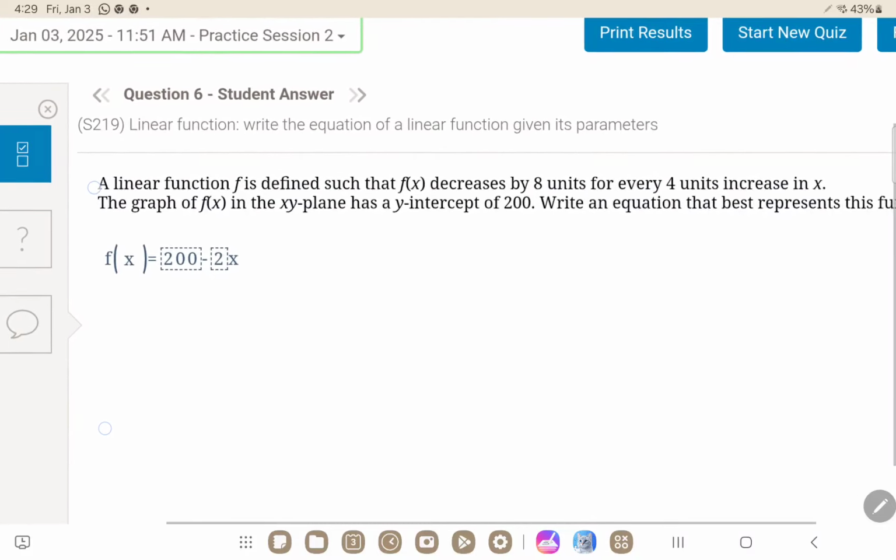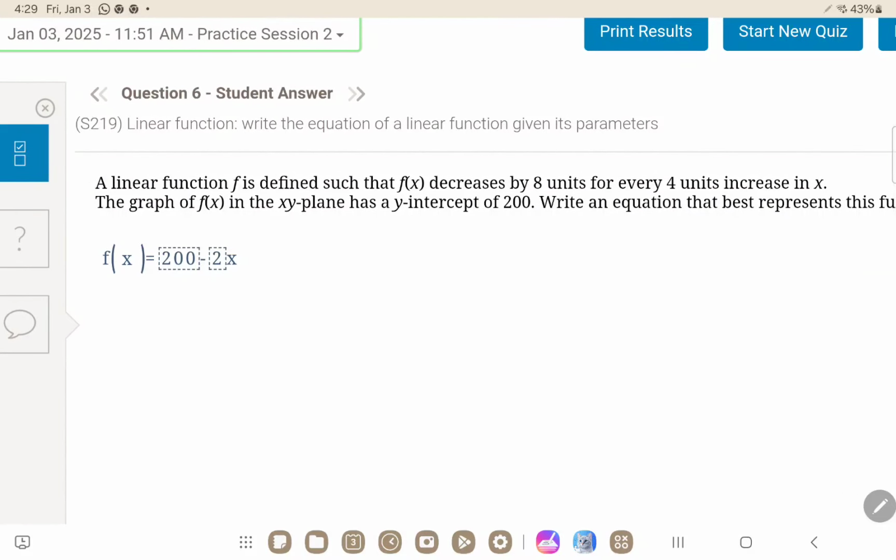So here you have a linear function f defined such that f of x decreases by 8 units for every 4 units increase in x. So negative 8 for every 4. So you decrease by 8 for every positive 4 in x. So the graph has a y-intercept of 200.